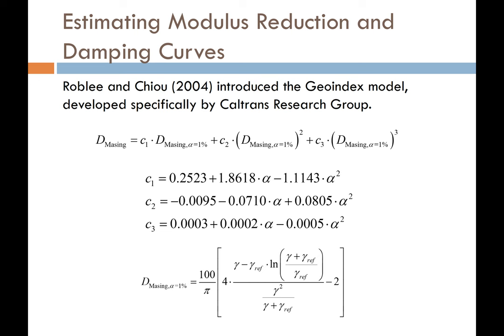So here's our function for the demasing right here. These C1, C2, C3 are just coefficients that you compute. And they look nasty, but they're not really. And remember again, this alpha is a coefficient that is given to us based on our category of the GeoIndex model. And then let's see, this demasing alpha at 1% we compute down in this equation down here, and we can plug it into this demasing equation up in here.